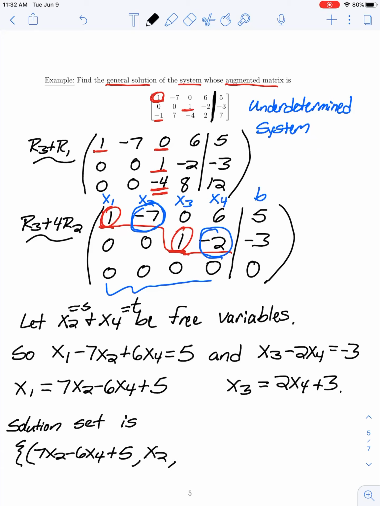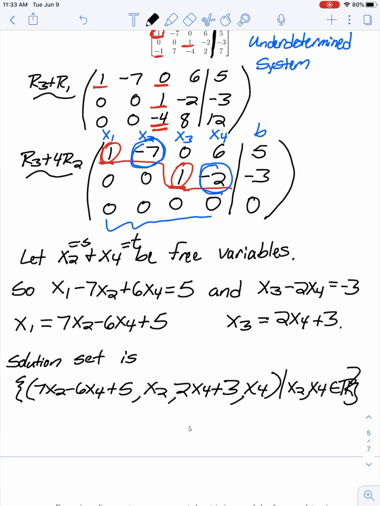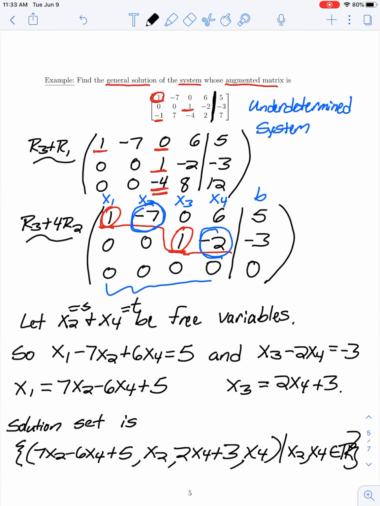X2 was a free variable. X3 was defined as 2 times x4 plus 3, and x4 was a free variable. So it's the set of points of this form such that x2 and x4 are allowed to be any real numbers that we want, since they were free variables. Okay, so again here we're seeing an example of an underdetermined system for which we have infinitely many solutions.